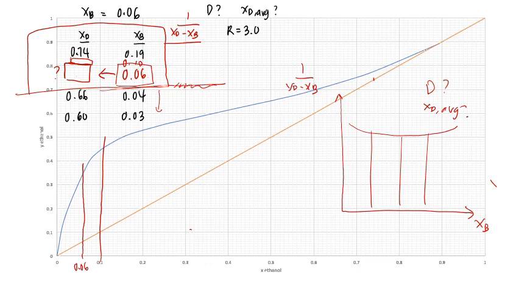I'm just suggesting what the strategy would be if you were asked what you would get for the value of D and the value of XD average if you were to stop the distillation when XB reaches 0.06 only. Right, so have fun, try to do this on your own, and if you want you can share your answers with me and with your friends. Okay, thank you.